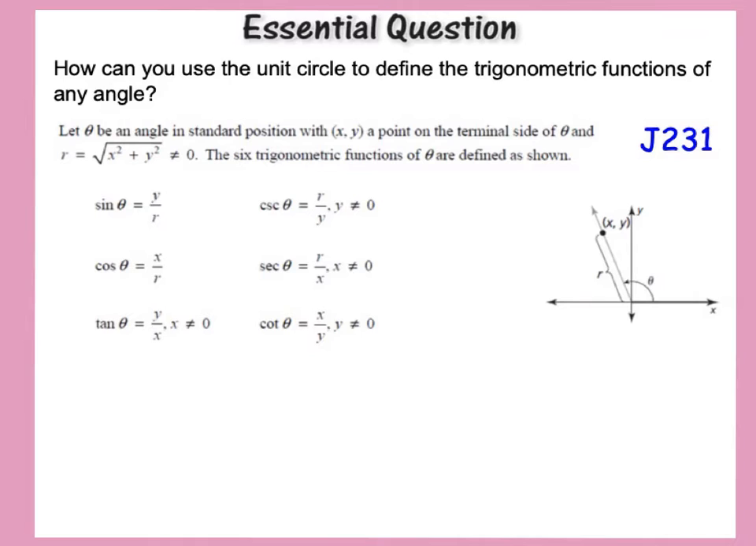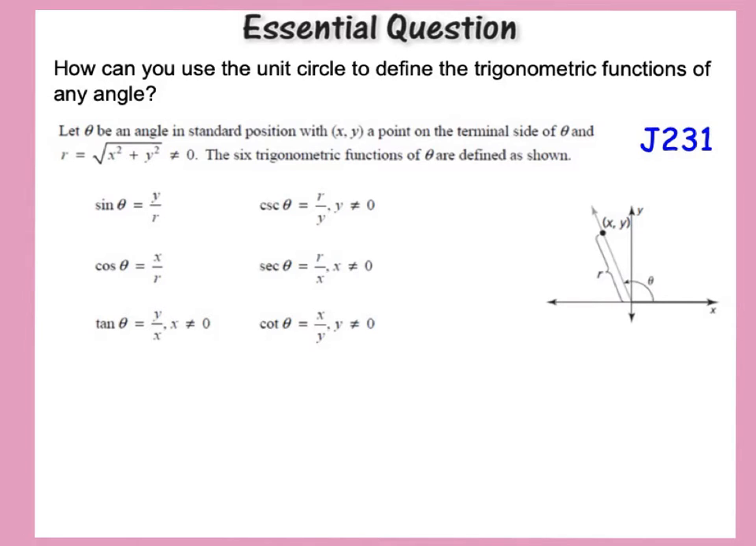Today's lesson's essential question is, how can you use the unit circle to define the trigonometric functions of an angle? Well, first let's talk about a unit circle. A unit circle means that the radius of a circle is 1 unit long.